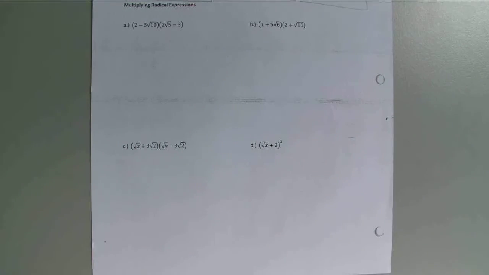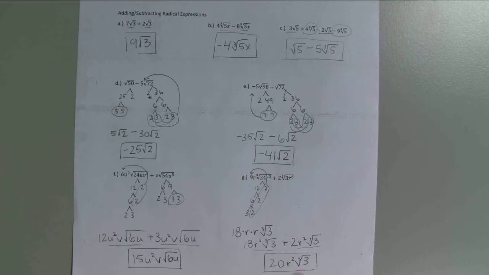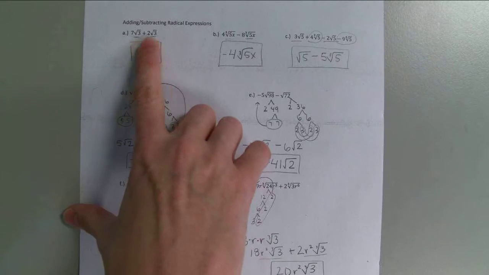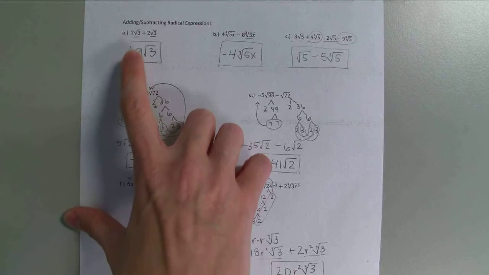17.4 is how do we multiply radicals. So, kind of a quick review. How did we do all this addition and subtraction on the back? They had to be like radicals, so see how these both had root 3's? Since they both had root 3's, we could just add the coefficients 7 plus 2 and get 9.